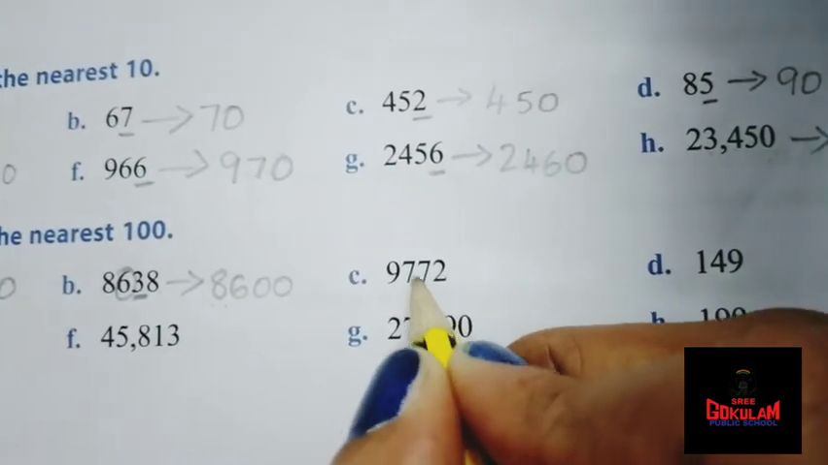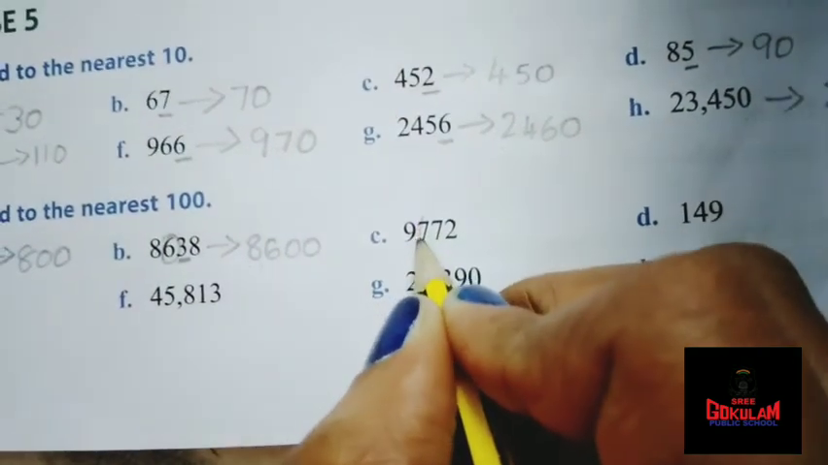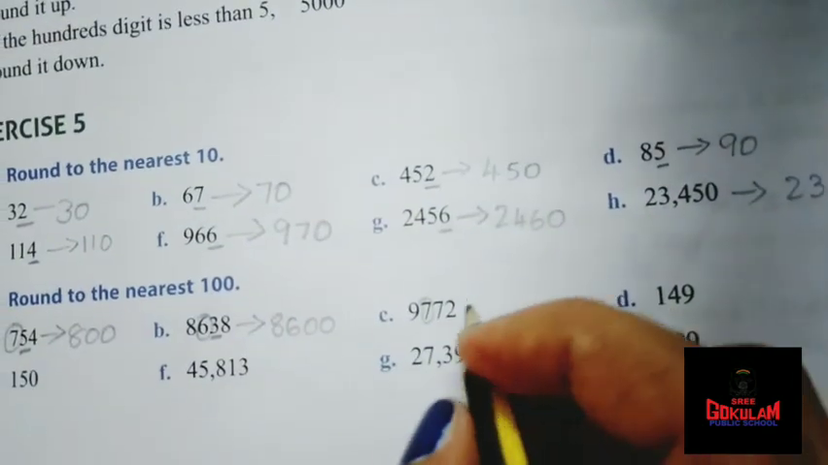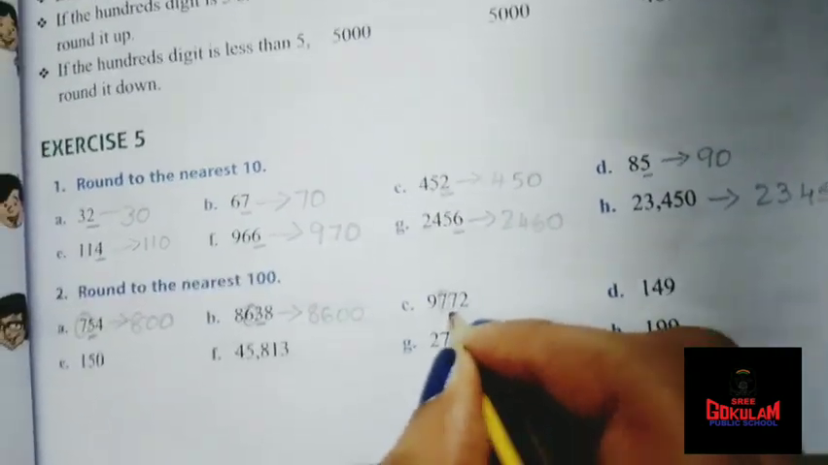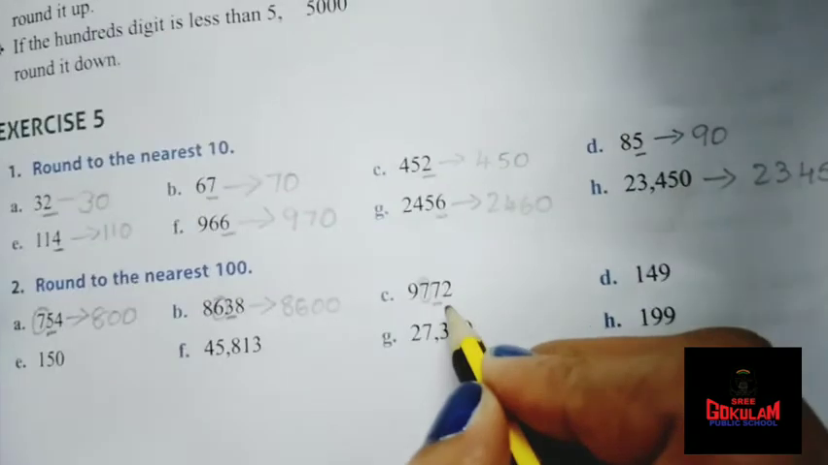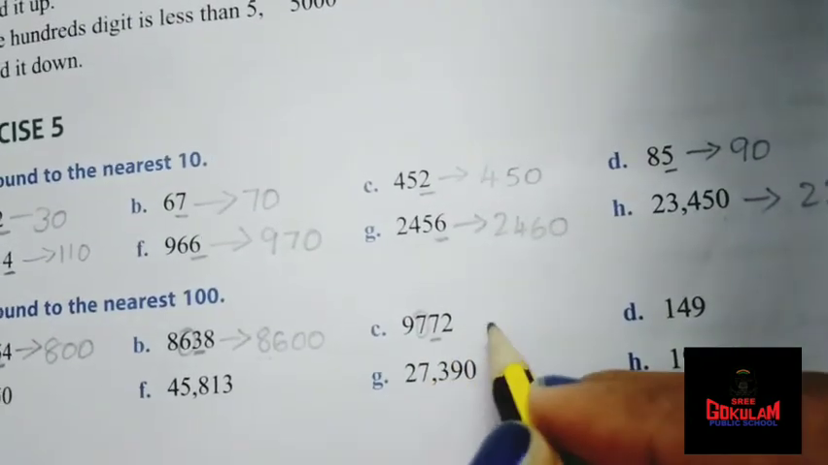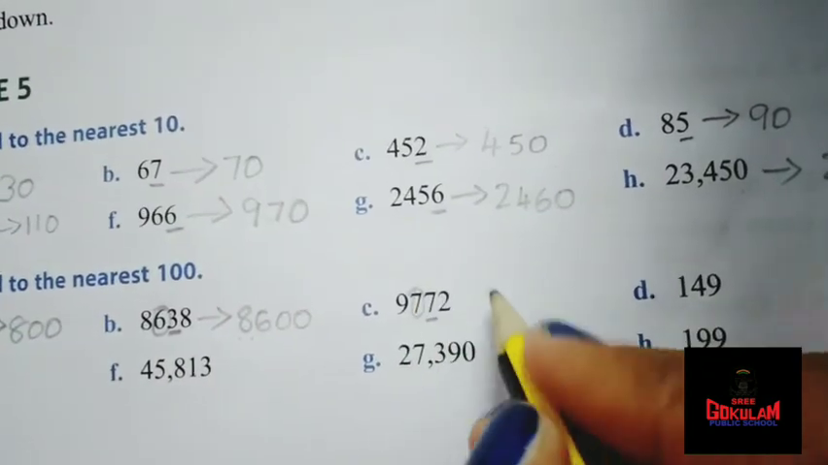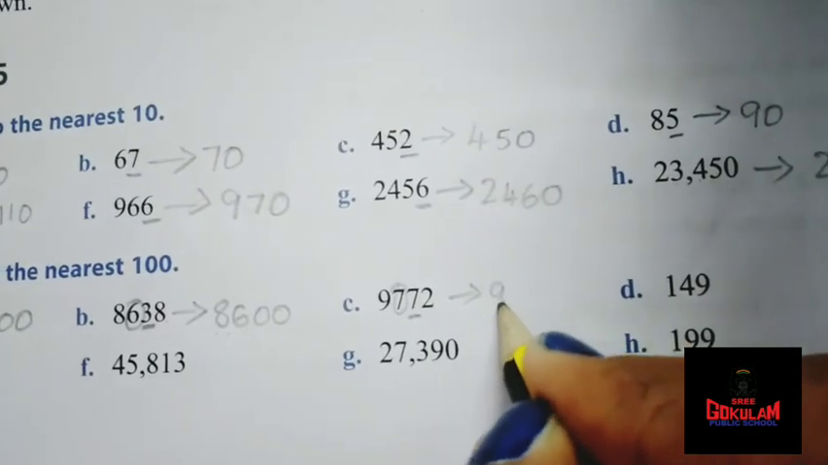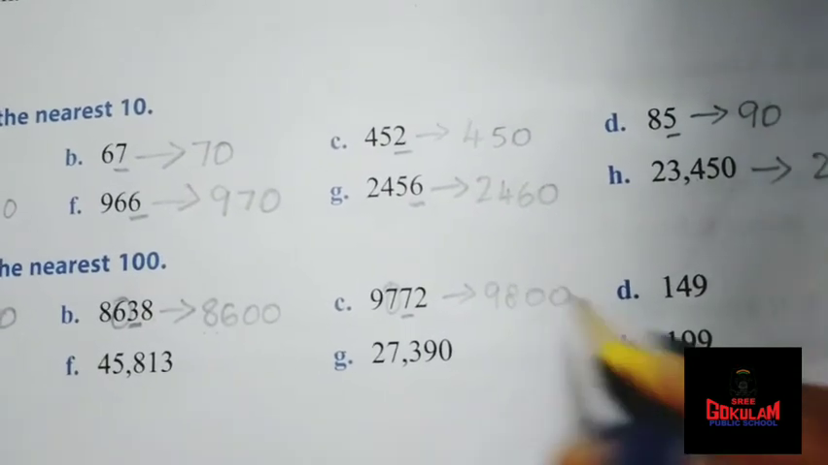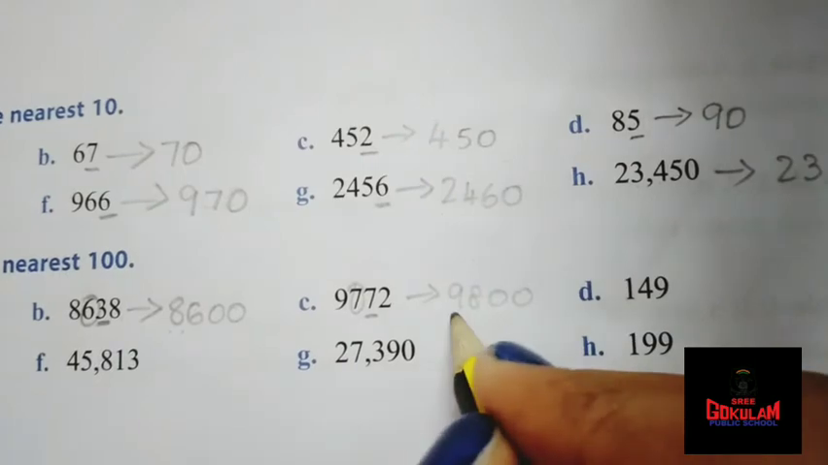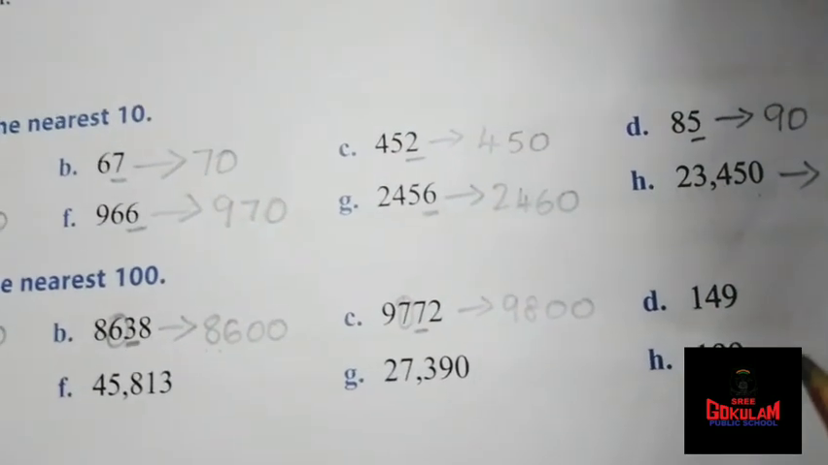The next number is 9,772. Circle the 100 place, underline the tens place. Check the tens place, it is 7, above 5, so we have to add one more to this. That is, round up to 9,800.